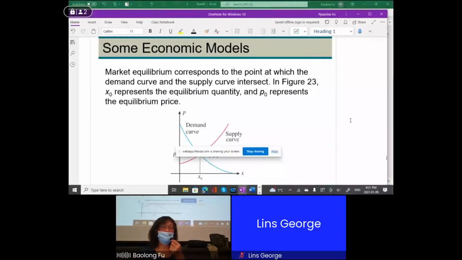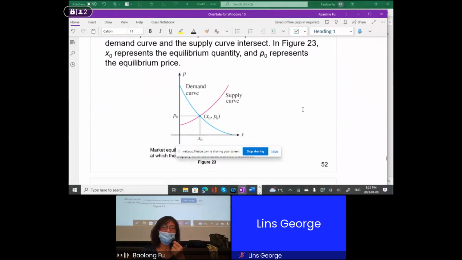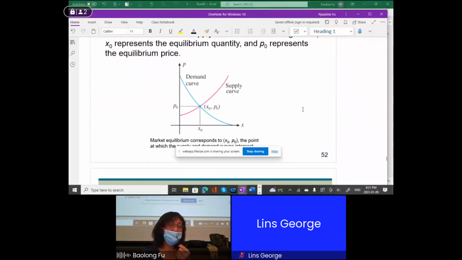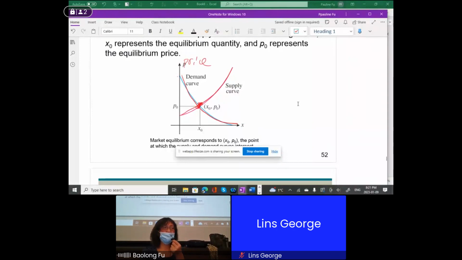Some economic models. In economics, we have a supply curve and a demand curve. The demand curve is always downward-sloping, and the supply curve is upward-sloping. The intersection point we call the equilibrium price. In this diagram, X represents the quantity, and instead of Y we use P to represent the price. P is actually our Y, mathematically.